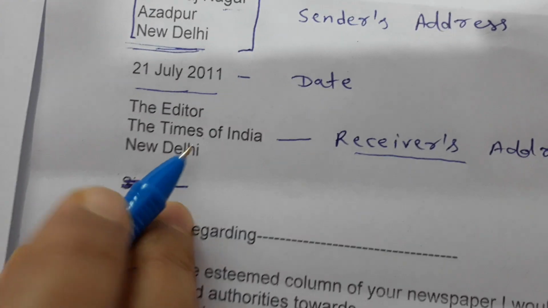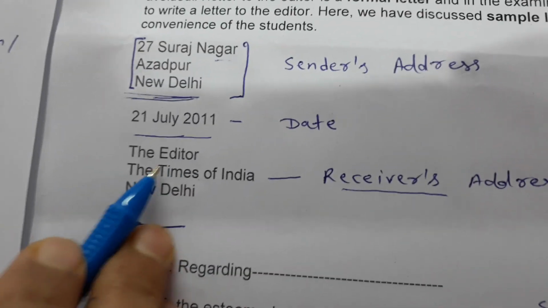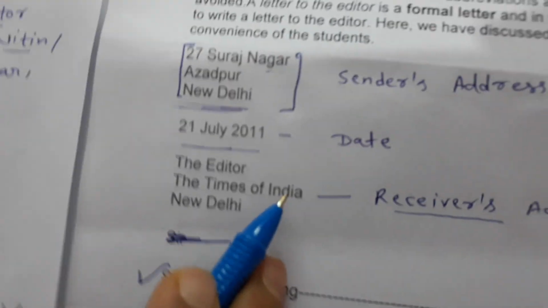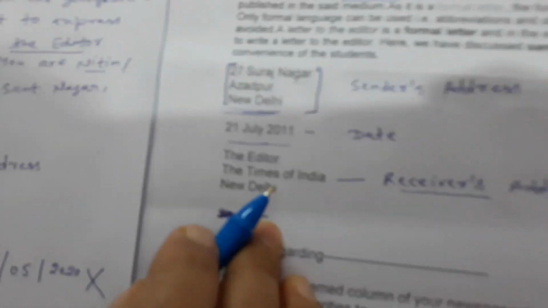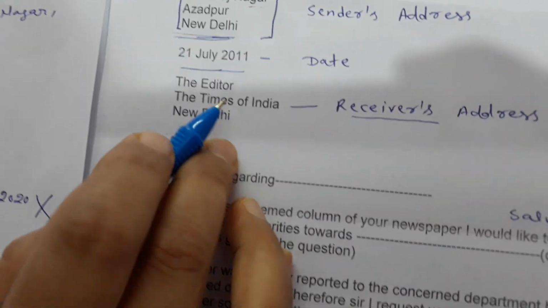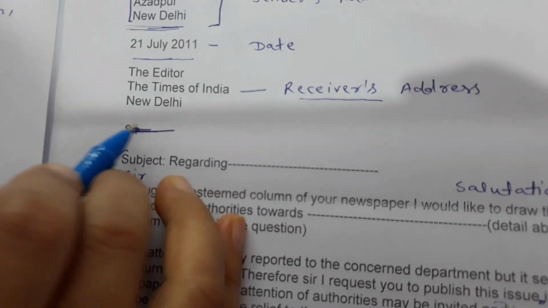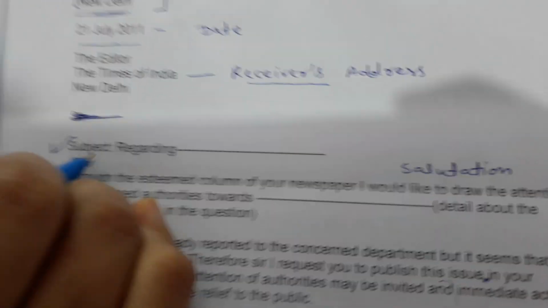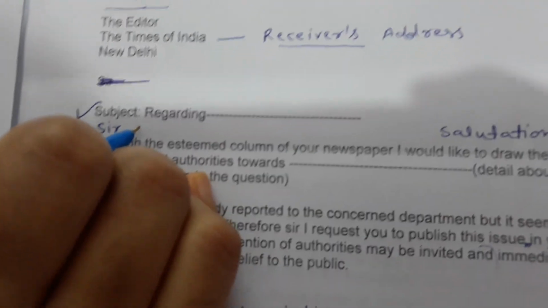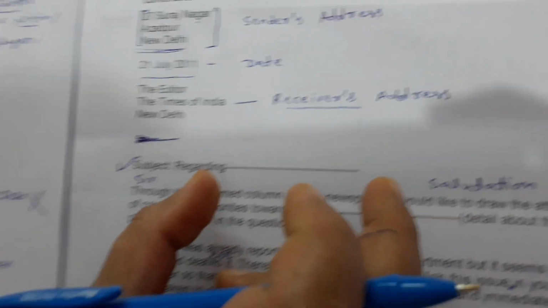a letter. Here, as you know, I am discussing a letter to the editor. So the address: the Editor, the Times of India, New Delhi. This address is also given in your question paper. Okay, after that, leave one line. Then write down the subject. The subject is also given in your paper, and the subject should be in 4 to 5 words, in brief.